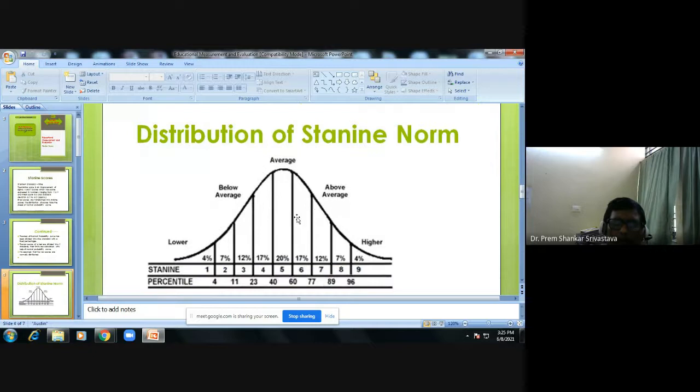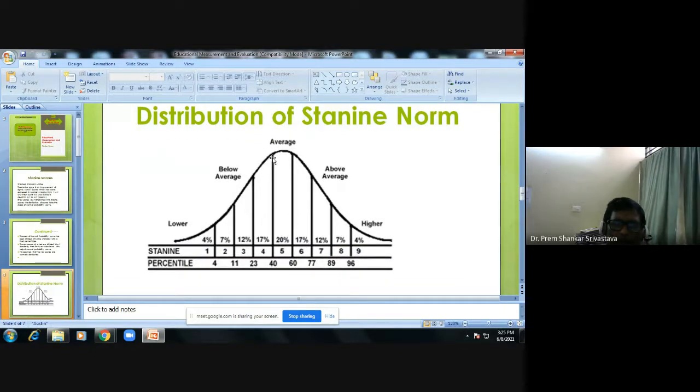Now, the distribution of the Stanine norms. This is the average, this is above average, and this is the higher. That is below average, and this is the low. The Stanines are 1, 2, 3, 4, 5, 6, 7, 8, 9. This is the bottom, this is above bottom, this is the third Stanine, the fourth Stanine, and the fifth Stanine. The fifth Stanine is the average, the mean Stanine. And this is the sixth Stanine, the seventh Stanine, the eighth Stanine, and the ninth Stanine.